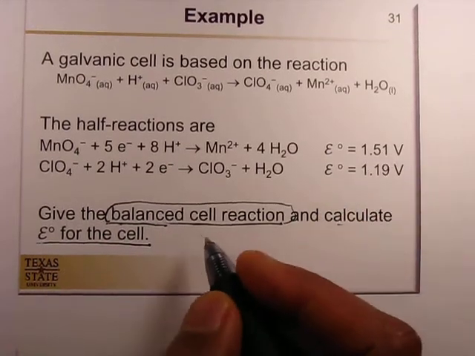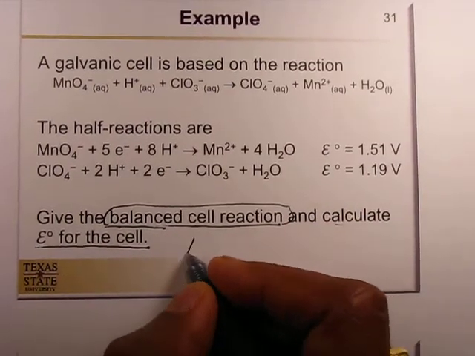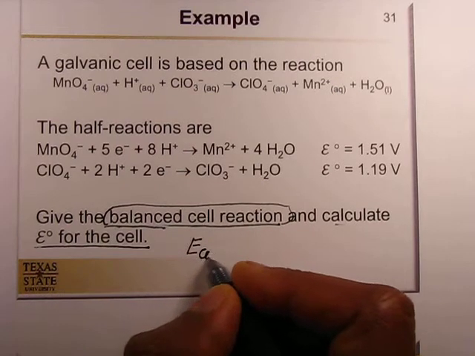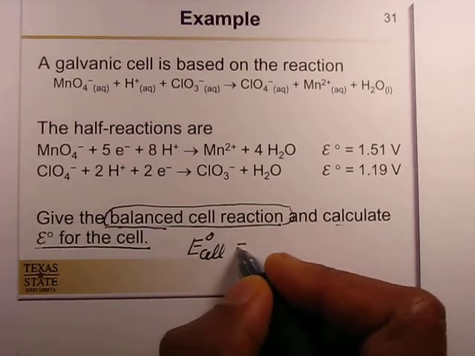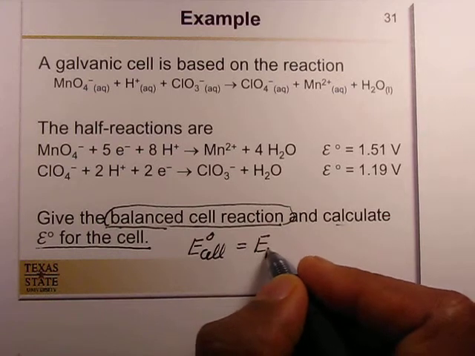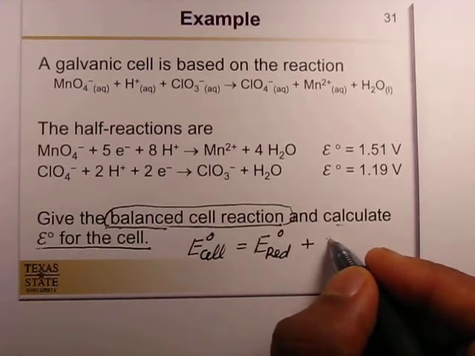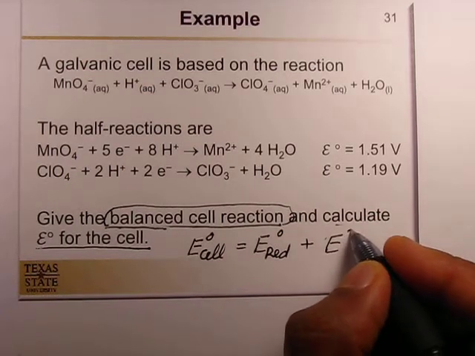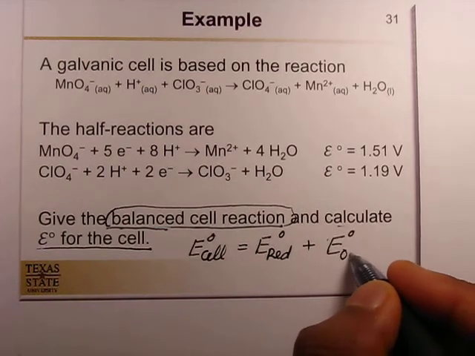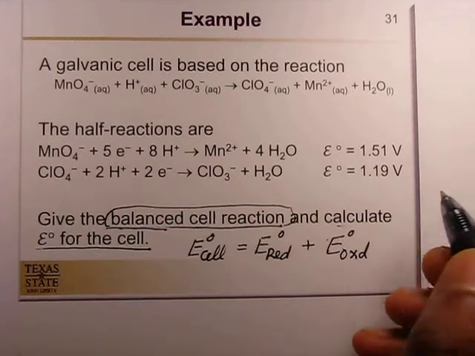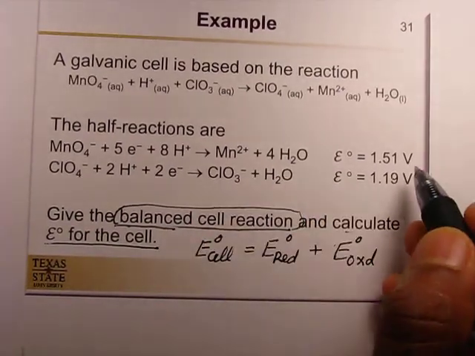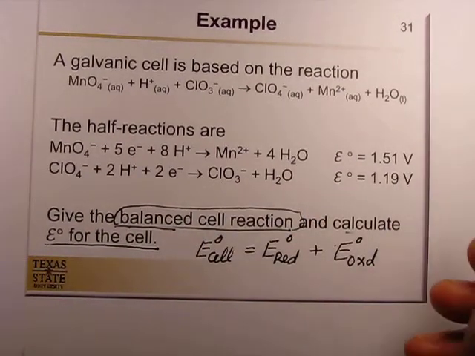What we have to figure out is how we are going to calculate E cell. So E cell will be E reduction potential plus E oxidation potential. How will we know which one will be reduction and which one will be oxidation?